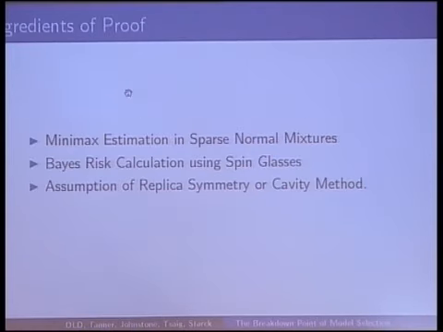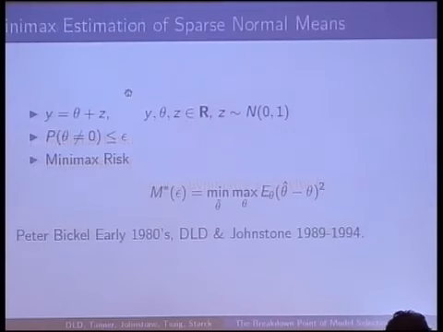Okay, what are the ingredients of this? Well, you need to know about three things. First of all, minimax estimation in the sparse normal mean problem, a now classical topic. Bayes risk calculation using spin glasses, and something I really don't have time to discuss at the moment, the replica symmetry assumption or use of the cavity method.